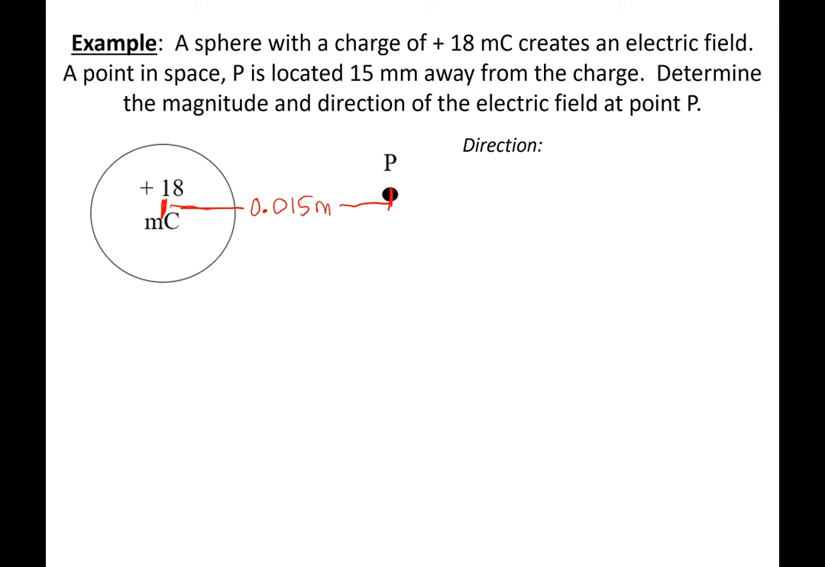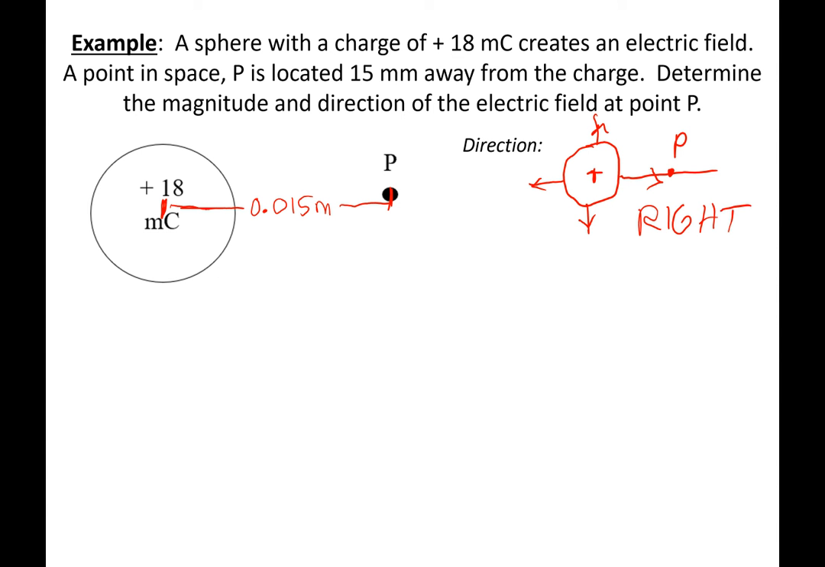We've got a positive charge. So if we look at our positive charge creating the field, right, and the field would be everywhere away from this positive charge, and our point P is to the right of it, meaning at point P, it will experience a direction to the right.